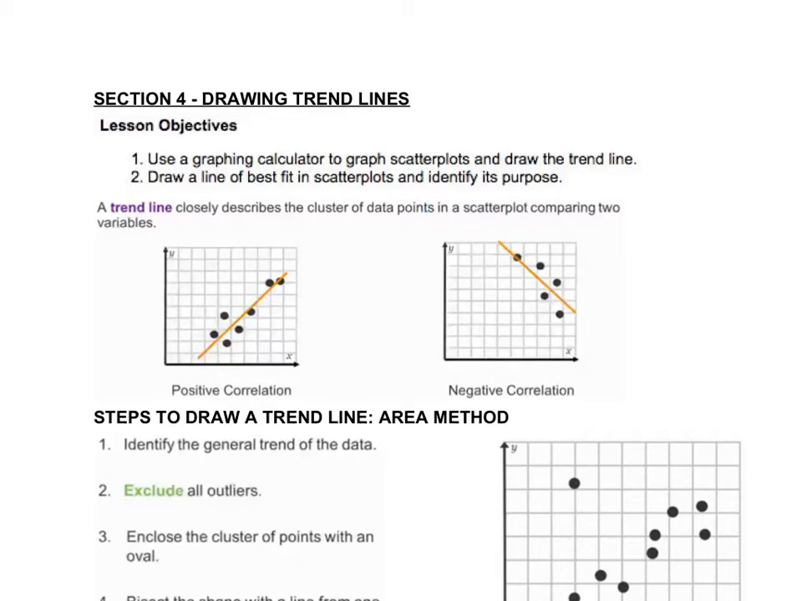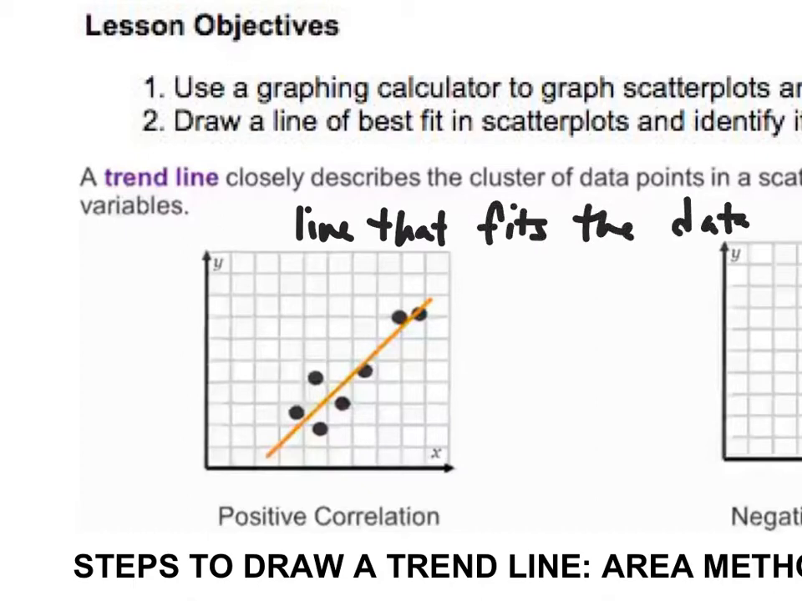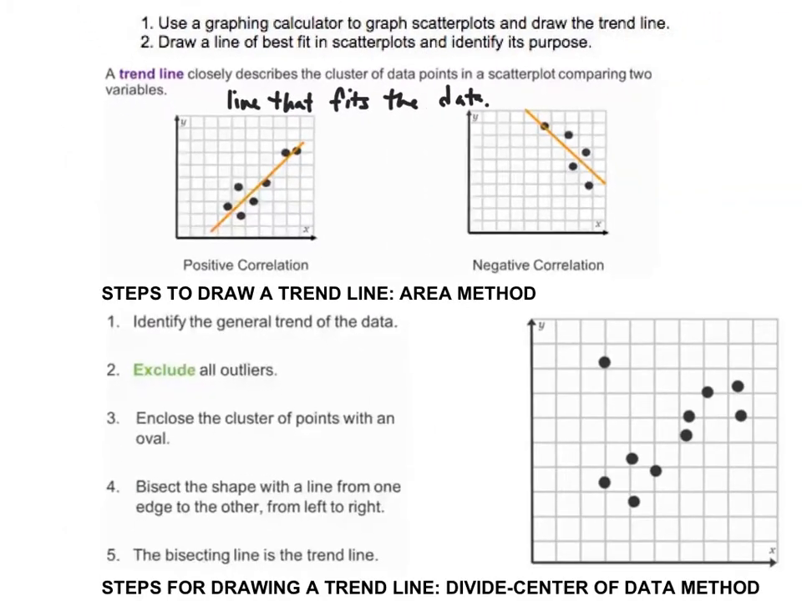A trend line closely describes the cluster of data points in a scatter plot comparing two variables. So we've been doing this in the notes in the last couple of sections where I will just go in and draw a line that fits the data, okay? So a trend line is a line that fits the data.